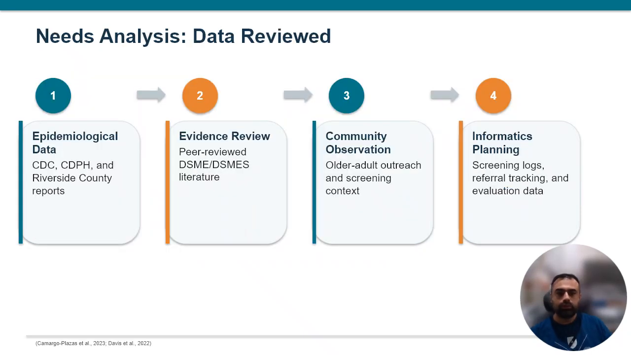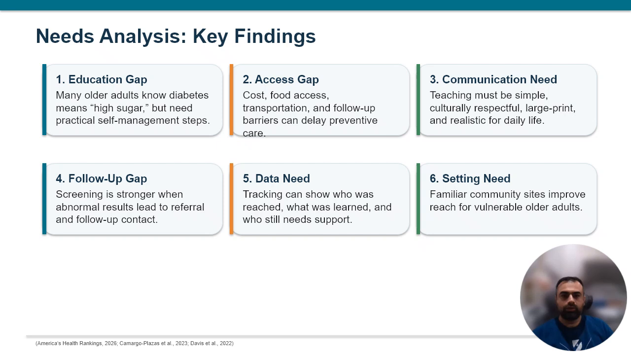For the needs analysis, I reviewed data from national, state, and local public health sources. I also looked at the evidence about diabetes self-management education and considered the needs commonly seen in community outreach and screening settings. The key finding shows that this population needs more than just a basic screening. They also need simple education, referral support, follow-up, and help understanding how daily habits affect diabetes. Screening is helpful, but it is stronger when it leads to education and follow-up care.